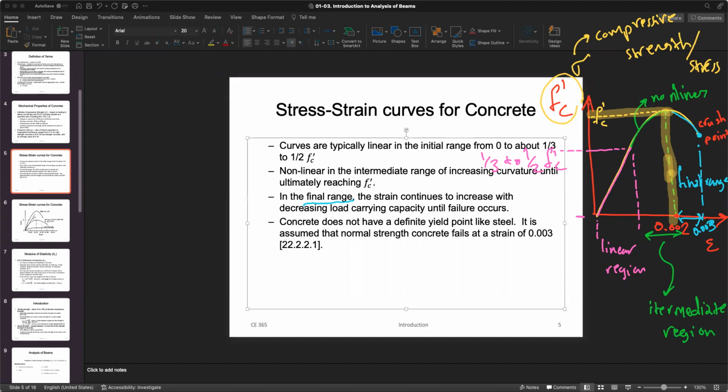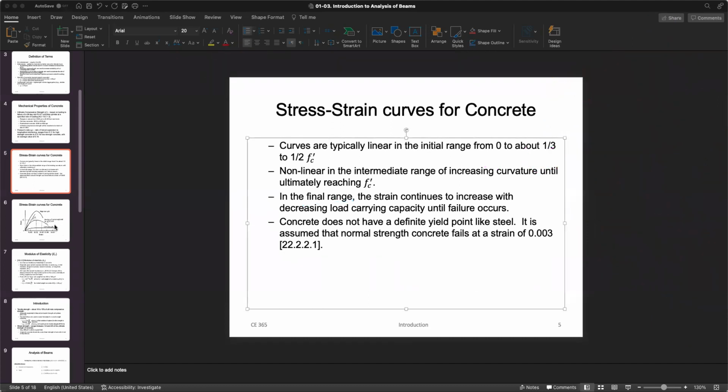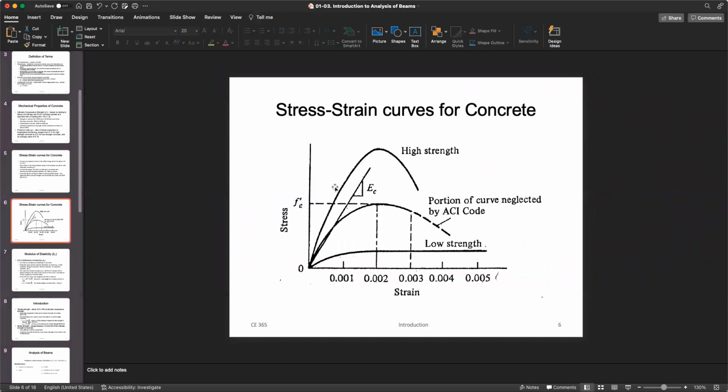Let's continue. All right, so let's look at the graph.